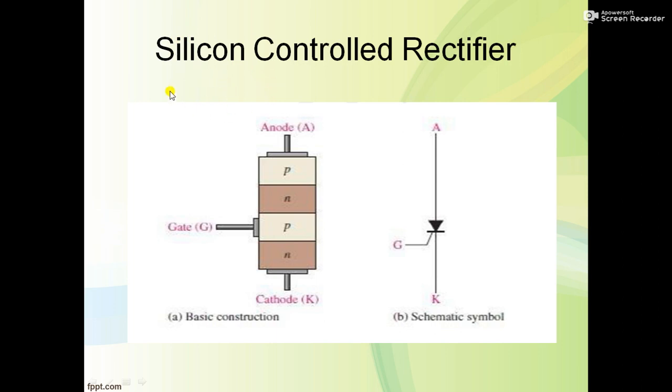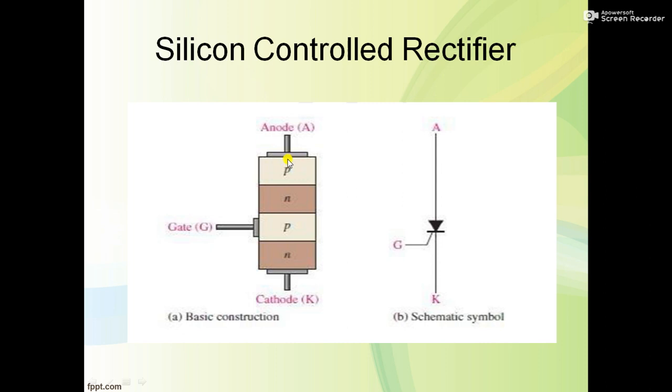So in this video, I'm going to explain about the silicon controlled rectifier. It is a 4 layer device according to this basic construction: P type, N type, P type, N type. Combining all these 4 layers is a silicon controlled rectifier device.